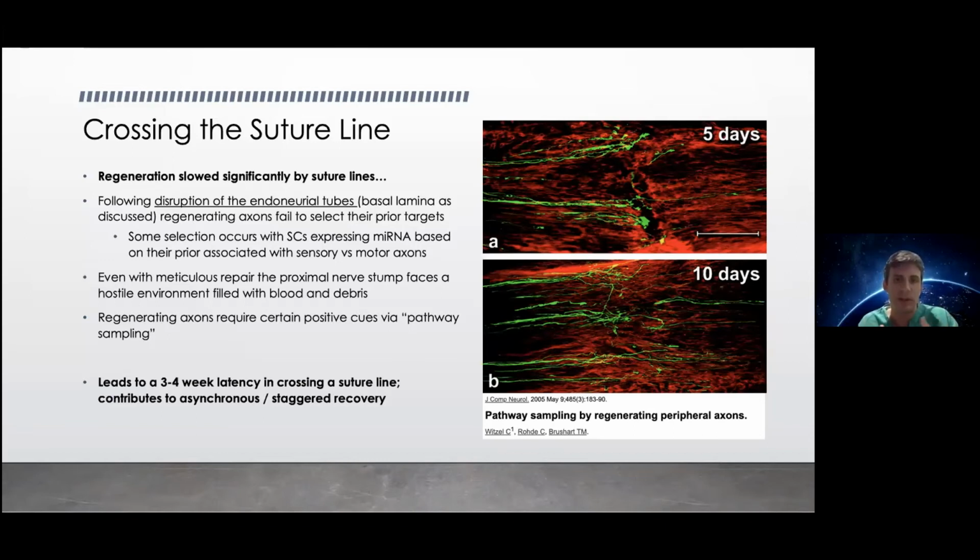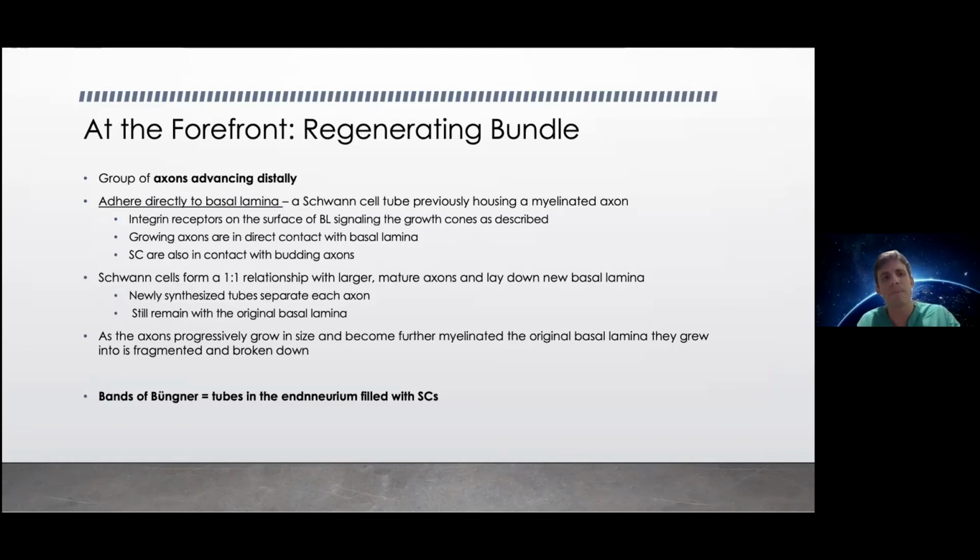And it has to do with the disruption of those endoneurial tubes, the basal lamina. And I mentioned that selection that occurs via Schwann cells expressing variable microRNAs. But even with meticulous repair of both proximal and distal stumps, those axons will face a hostile environment in the area between the stumps with blood and debris. And the axons are very tentative as they grow. They need positive reinforcement. They need positive and negative cues to continue their growth. Otherwise, they'll sort of stop and turn into a neuroma formation. So that's interesting.